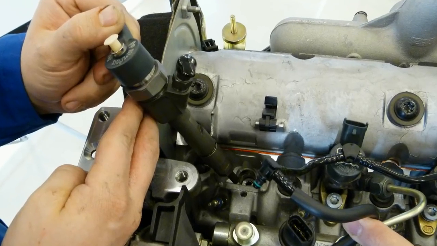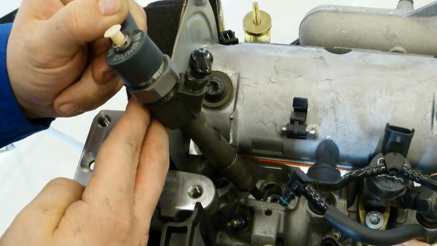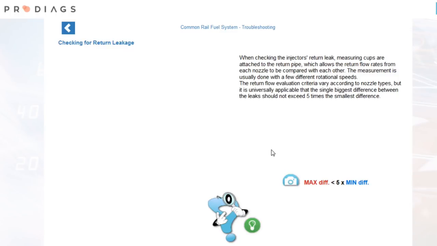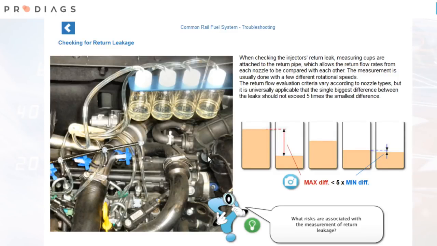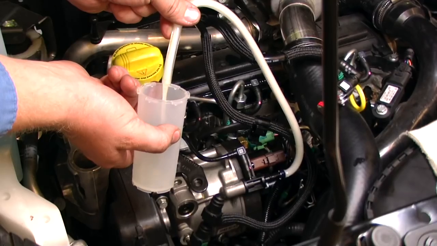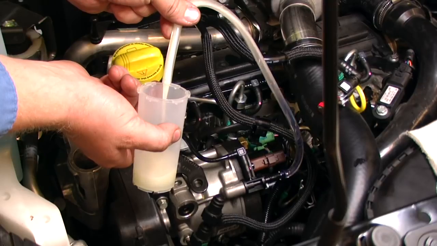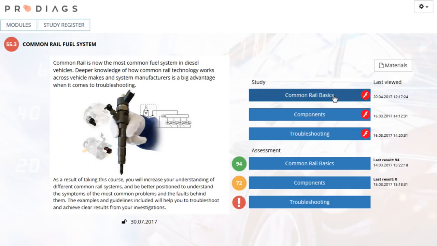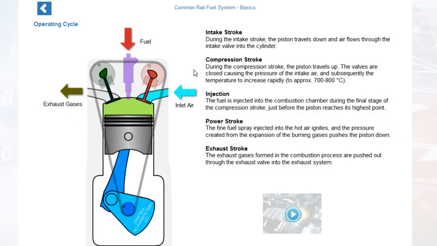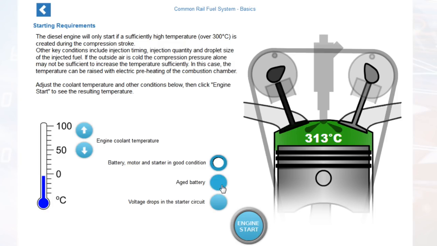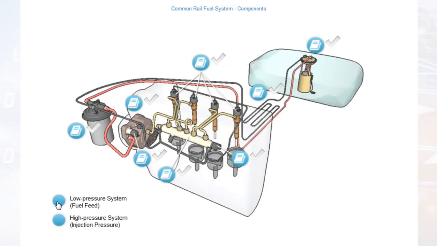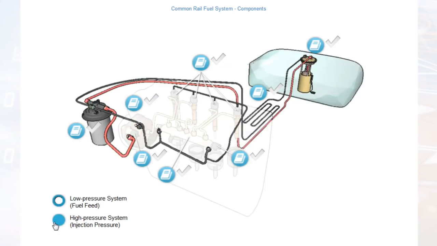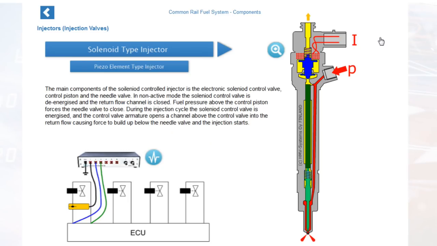Common rail is now the most common fuel system in diesel vehicles. Deeper knowledge of how common rail technology works across vehicle makes and system manufacturers is a big advantage when it comes to troubleshooting. This course starts by covering the basics of operation and requirements for fuel ignition in a combustion chamber. It then examines the whole fuel system from tank to injector, covering the key components and how they operate.